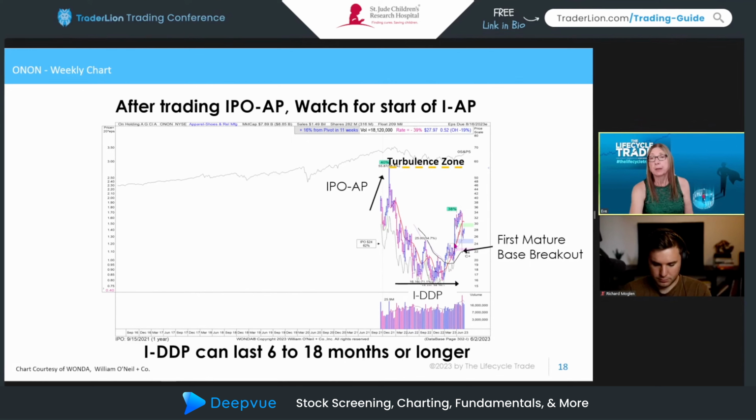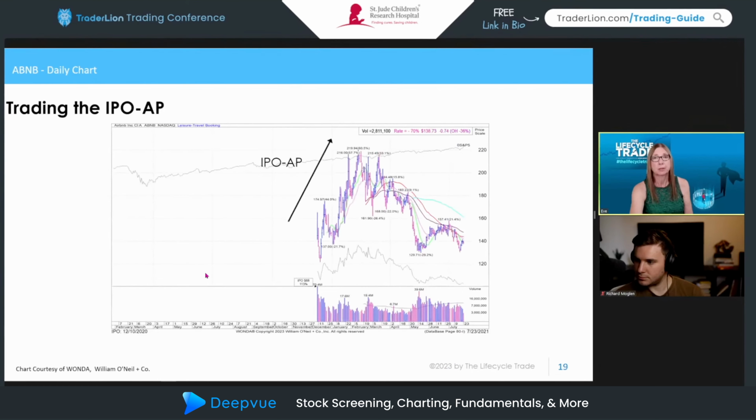And then you could see with ON Holdings, it did stage a breakout here from that first mature base. So now I'm watching, I'm not in this name currently. I did trade it before. So now I'm watching to see what it does here. Is it going to create another base? No one knows, right? But it's on the watch list.